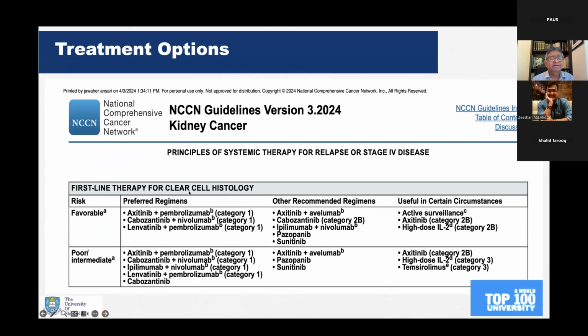So in terms of the NCCN guidelines, for favorable risk you've got axitinib plus pembrolizumab, cabozantinib plus nivolumab, and lenvatinib plus pembrolizumab. Other recommendations are ipilimumab plus nivolumab, cabozantinib, and axitinib plus avelumab. In certain cases, active surveillance can be used in the favorable group, or axitinib or high-dose IL-2. In poor and intermediate risk, axitinib plus pembrolizumab, cabozantinib plus nivolumab, ipilimumab plus nivolumab, lenvatinib plus pembrolizumab, and cabozantinib.